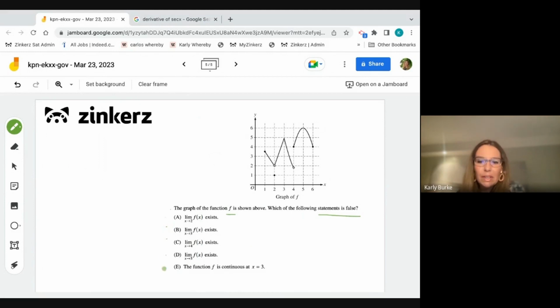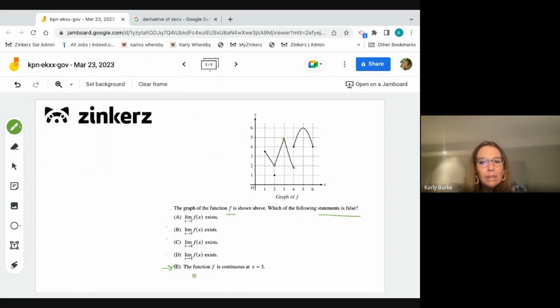I would take a look at this and let's check out E first. The function f is continuous at x is equal to 3. Well, if I take a look at 3, there is no discontinuity there. There's no asymptote. There's no jump discontinuity. There is no removable discontinuity. So this one is true. So I'm going to eliminate this one.